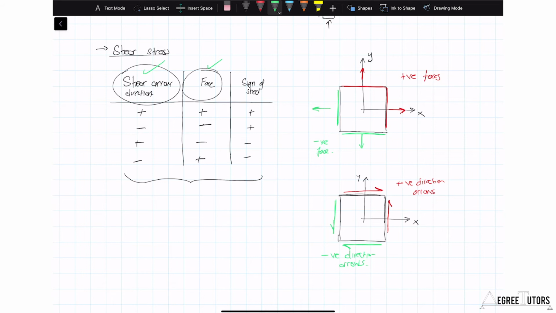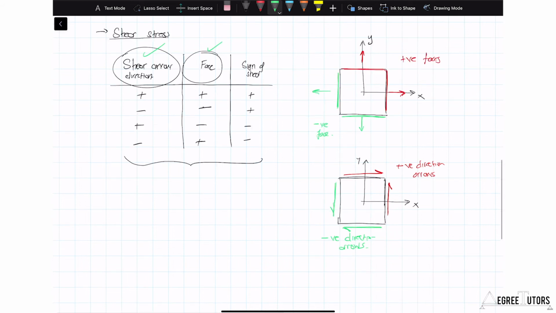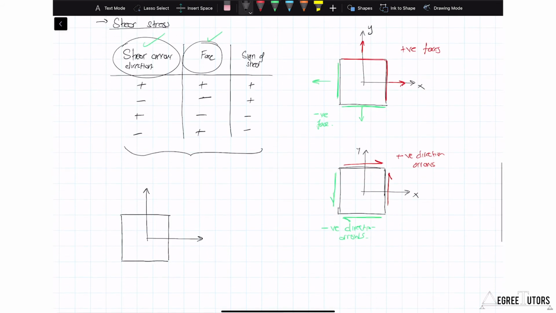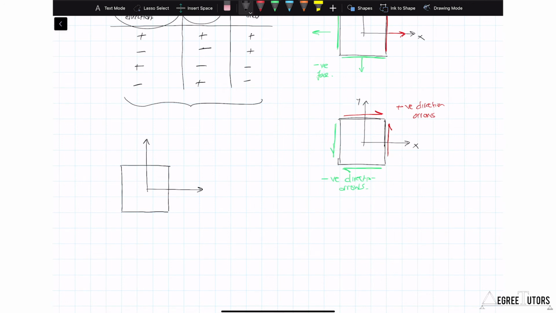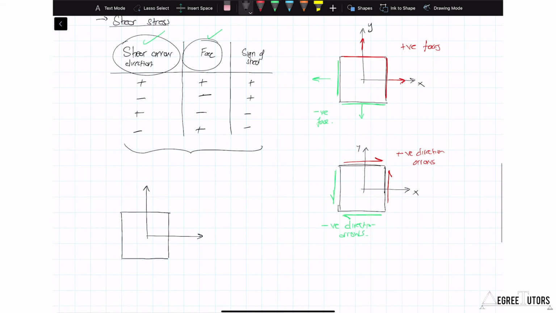Now, by combining those pieces of information, I can define positive shears and negative shears. If I think about what a positive shear would be on the right vertical face, well, that is a positive face. The only way I can get a positive shear on a positive face is by applying an arrow in the positive direction. So that is defined as a positive shear on that face.